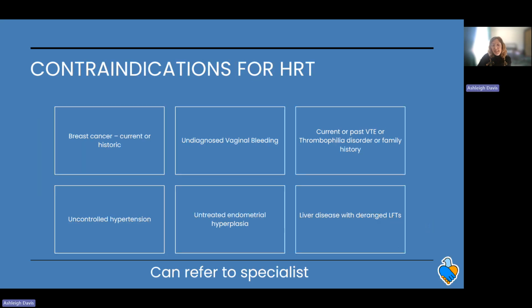So some contraindications for HRT, which I think is absolutely important for us to be aware of: breast cancer, current or historic, undiagnosed vaginal bleeding, current or past VTE or thrombophilia disorder or a family history of that, uncontrolled hypertension, untreated endometrial hyperplasia, and liver disease with deranged LFTs.